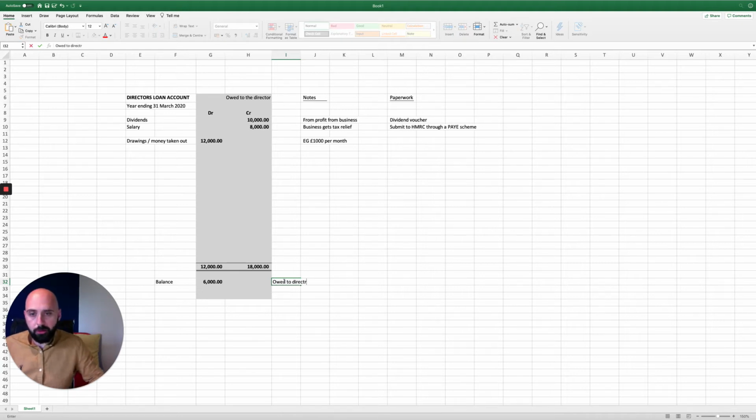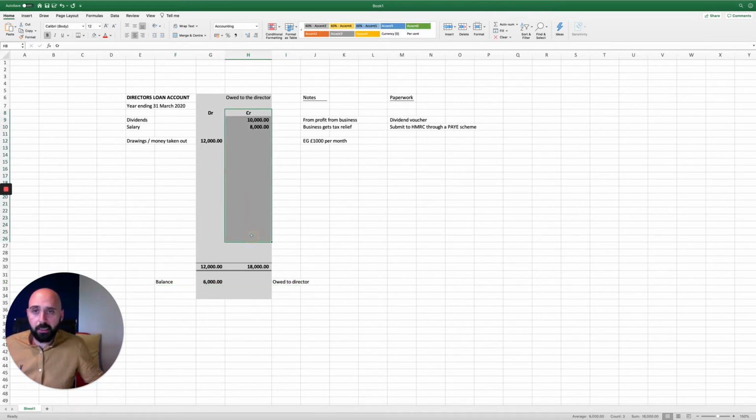So if we were doing your accounts, and these were the real numbers in your business, you'll have a balance of £6,000 owed to the director in your director's loan account. The credit side, the money that is owed to the director, is bigger. So you're owed £6,000 from the business. And that's the basic principle with a director's loan account.